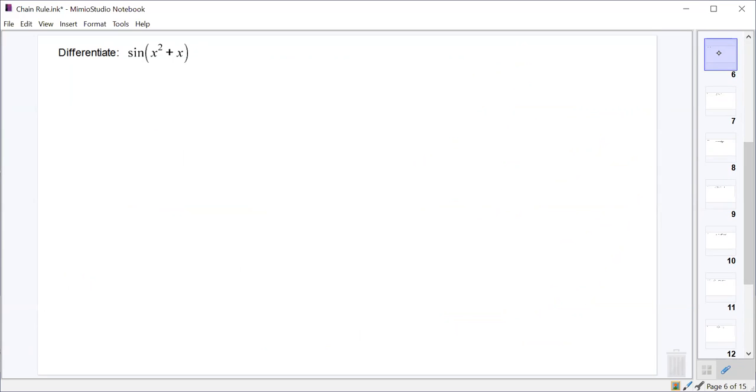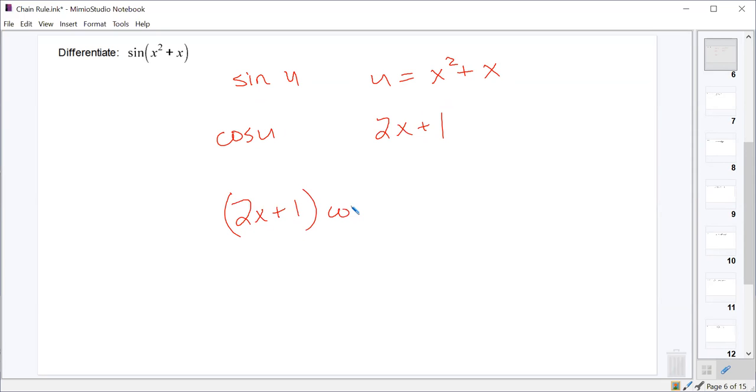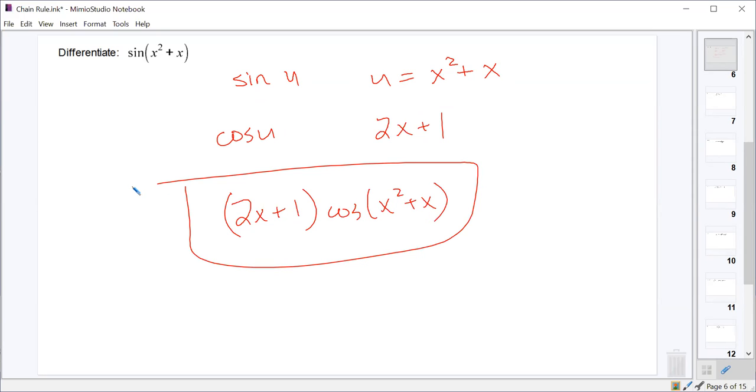Let's do another one. We want to differentiate sine of x squared plus x. So this is sine of u, with u equal to x squared plus x. The derivative of the sine of u is cosine u, and the derivative of x squared plus x is 2x plus 1, so just multiply them together. 2x plus 1 times the cosine of u. Any questions or issues with that?